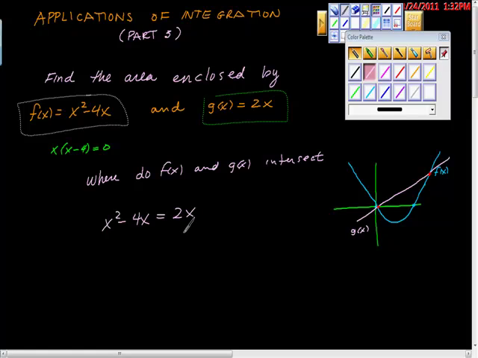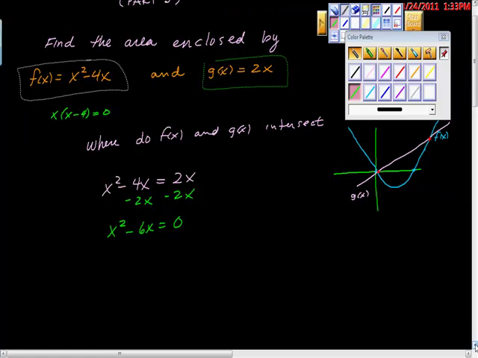I'm going to add negative 2x to both sides, right? So I'm going to solve this. Negative 2x here. We're going to get x squared minus 6x equals 0. I'm going to factor this out and say, you know what? This is the same as x times x minus 6. So where do they meet? Well, hopefully we knew that this was here. X is 0 here. It happens to be the point 0, 0. But what I'm really concerned about is the x value, because that's going to set up that interval.